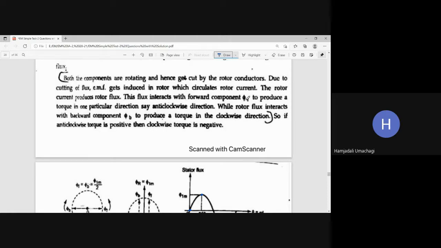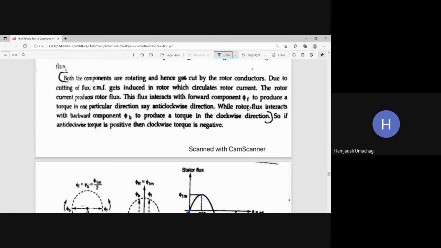So these two fluxes will interact with each other. Then it will produce what? The torque, which is in the anti-clockwise direction. When two fluxes interact with each other, we are going to get the torque. So the rotor flux will react with the forward component of the stator flux. Because of that, we are going to get the torque in the anti-clockwise direction.